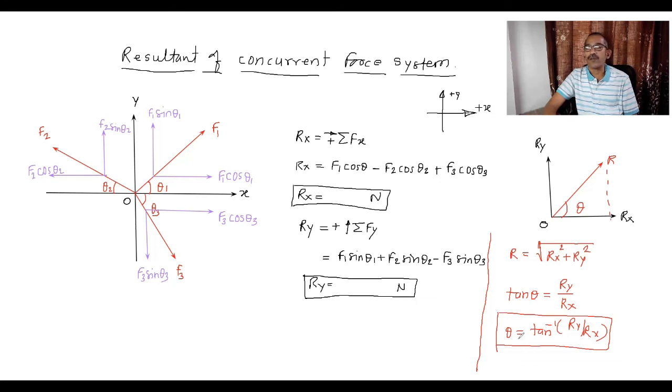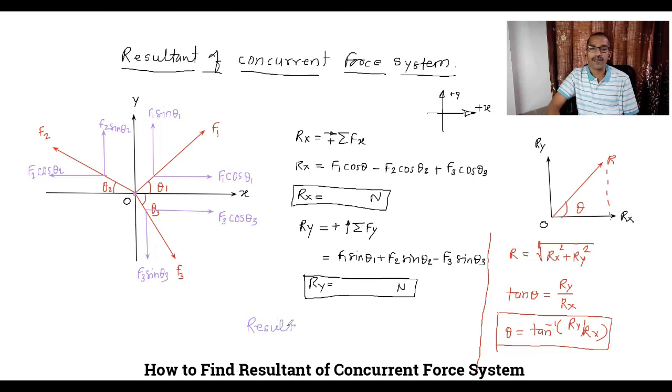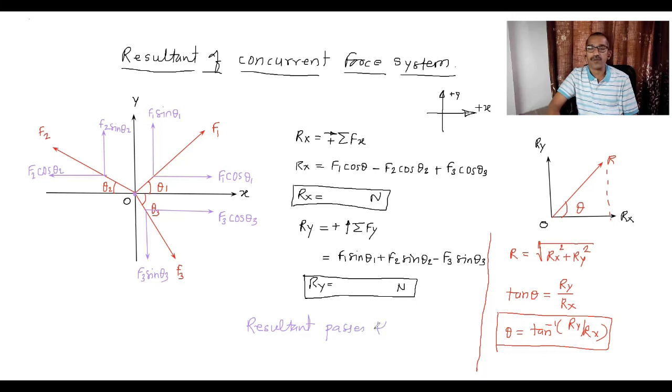The resultant of a concurrent force system always passes through the point of concurrence. Point of concurrence means what? The point through which all forces pass. That means here point O is the point of concurrence. So this resultant of this concurrent force system passes through which point? It passes through the point of concurrence.